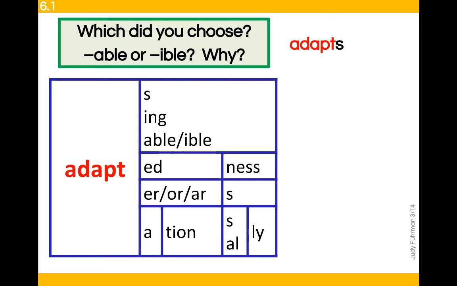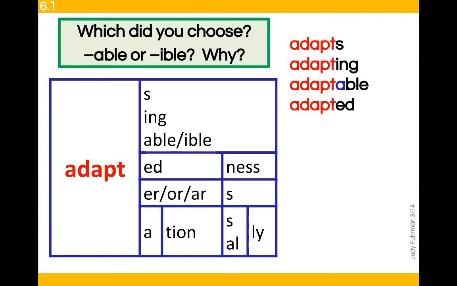So getting back to it, now that you've paused your video: adapts, adapting, adaptable. Why did you choose ABLE if you chose that? Adapted, adaptedness, adapter. It would be acceptable also to put adaptor, O-R, or adapter, A-R, at the end. Most commonly used in the English language that we use is adapter, ER.